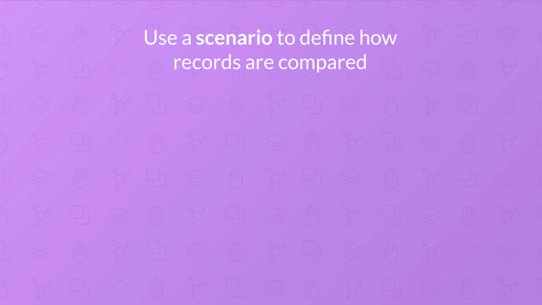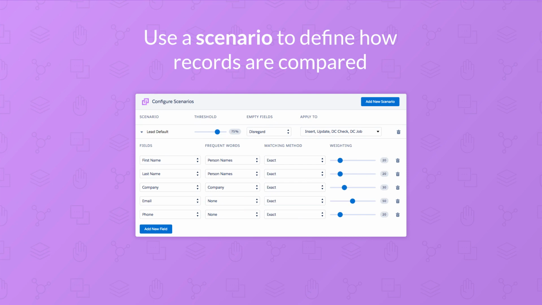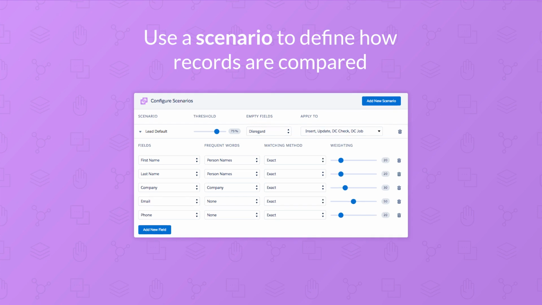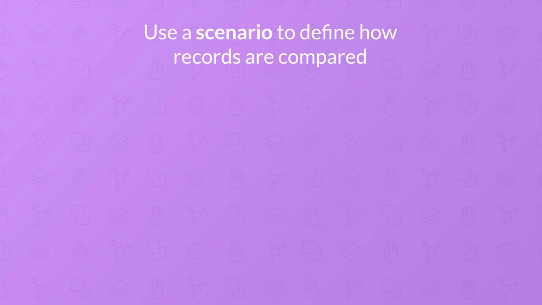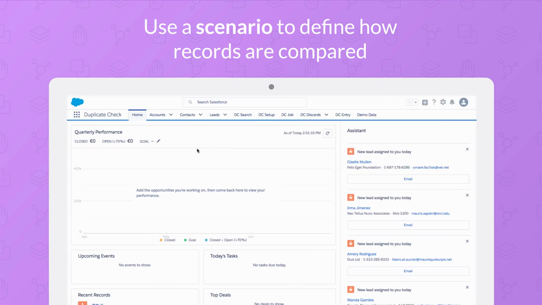Duplicate check uses strategies defined in so-called scenarios to compare records and find duplicate records. By configuring a scenario, you can decide yourself how duplicate check should compare your records and what should be considered as a duplicate record. You can configure your scenarios at the DC Setup page.